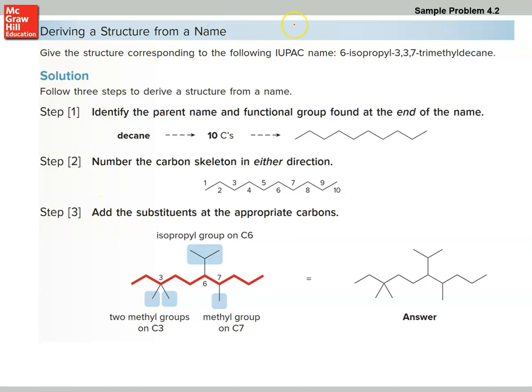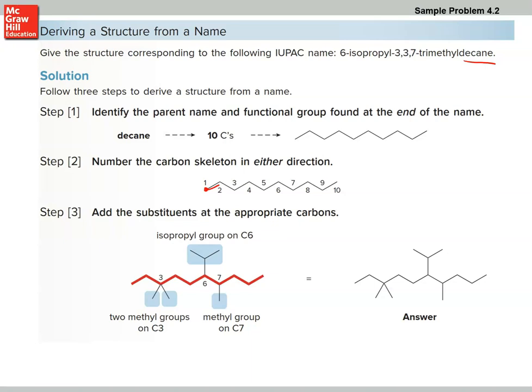Here's another thing that I'll ask you to do, which is to take an IUPAC name and make it into a chemical structure. So always the starting point is identifying the parent group. Here we're always going to look at the end and identify that parent group. So here we can see a decane group. And we'll start with a 10-carbon chain. And then we'll just draw it out in this zigzag structure that you can see here. I usually start with the number 1, and I'll make a little circle here just to give me a starting point.